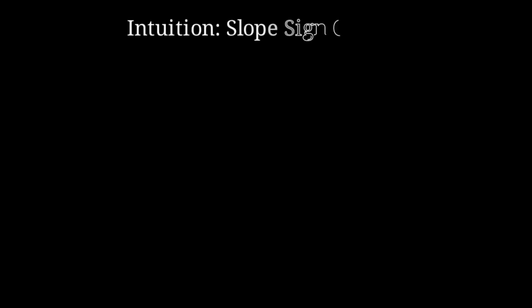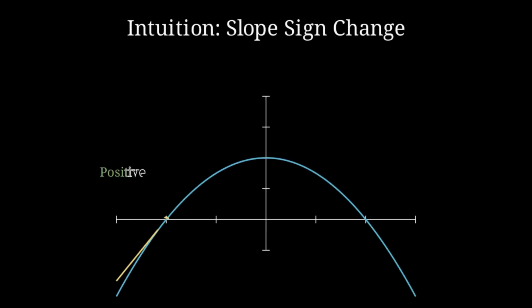Think of it as hiking. If you are walking uphill and then suddenly start walking downhill, you must have passed the summit. This simple change in the direction of the slope is the core logic behind the first derivative test.